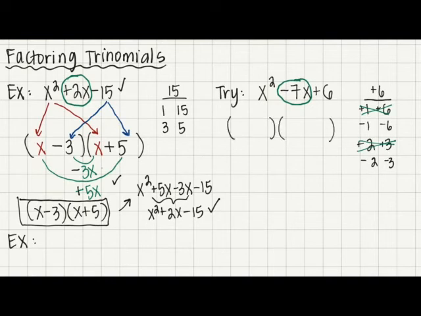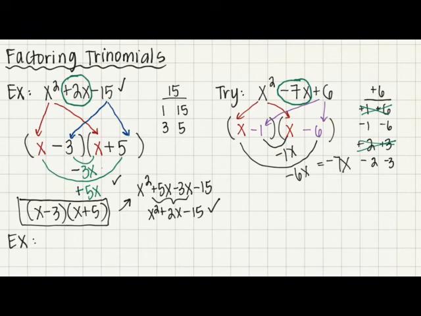So here we're going to create our two binomials. We get back to x squared by multiplying x times x. And then we're going to get back to positive 6 by multiplying negative 1 times negative 6. And I'm going to try the outer is negative 6x. The inner is negative 1x. That indeed equals negative 7x. Therefore, on the first try, our answer is x minus 1 times x minus 6.